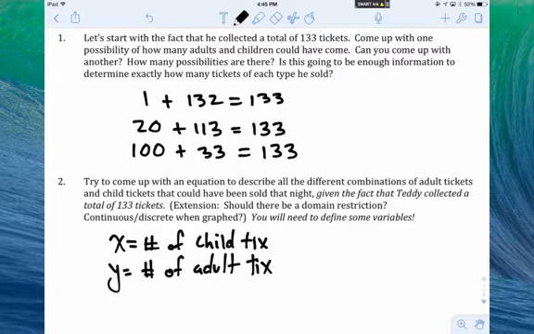Okay, so here's my claim: however many children's tickets we sell, and however many adult tickets we sell, we have to sell a total of 133 of them. So when we sum these two up together, they should add to 133. As long as the number of children's tickets and the number of adult tickets sum up to 133, boom, we will have a scenario that works with the fact that Teddy collected 133 tickets.